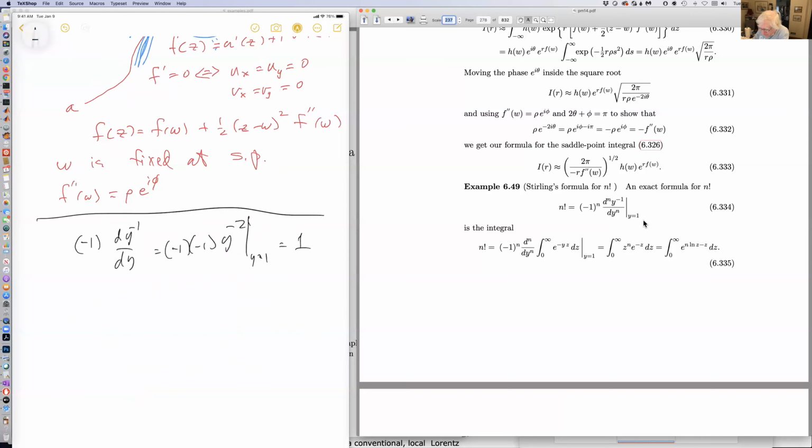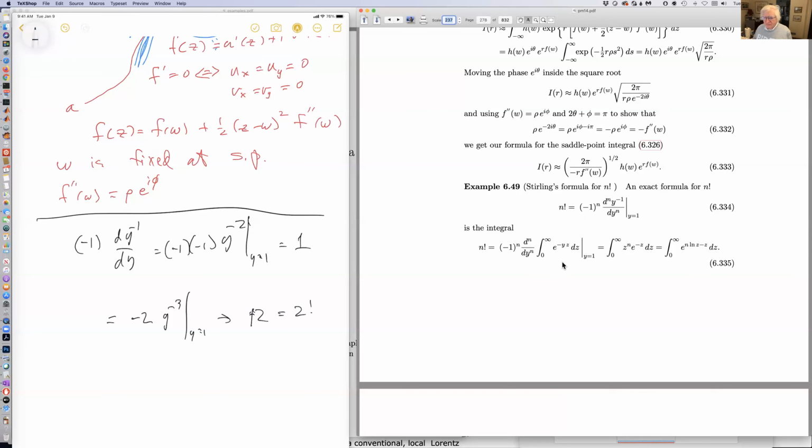But now if we differentiate yet another time, we're going to get minus 2, y to the minus 3 evaluated at y equal to 1. So this gives us minus 2, but there's an extra minus sign because it's minus 1 to the n. So this actually goes to plus 2, which is equal to 2 factorial. Then if you do it a third time, you're going to bring down a 3, and the 3 multiplies the 2 and so forth. So this is an exact expression.